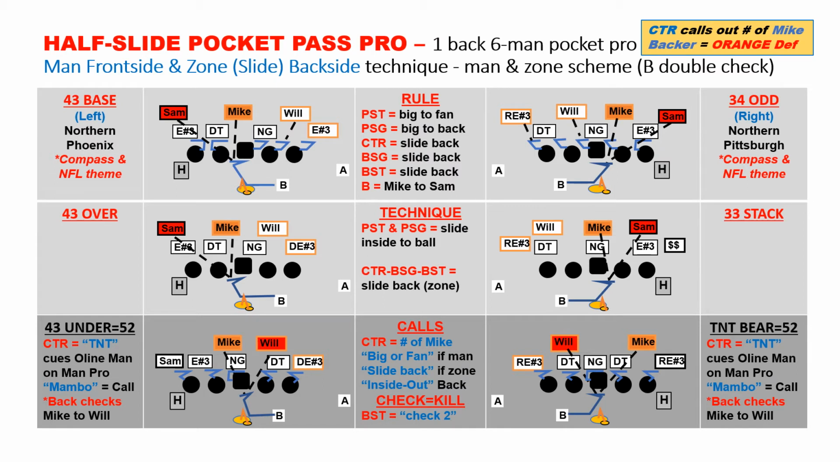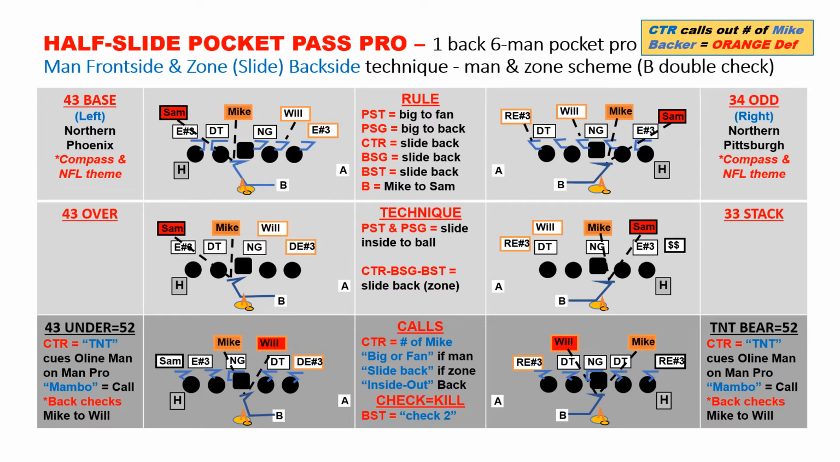For our protection, we use this as our core pocket pass protection. It's a half man slide protection. We're going to be man to the front side and then slide and be zoned to the backside. So let's look at the upper left hand front of 4-3 base. The playside tackle is always big to fan, so he's always in a man principle on the defensive end typically. The guard then does a big to back, meaning if he is covered, he will stay base also, a man blocking rule. But if he's uncovered, then he'll slide back and be part of the zone principle.